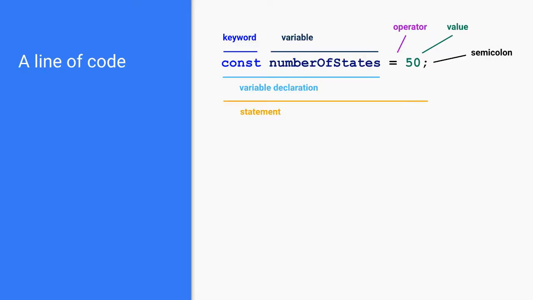Okay, so this is our line of code here, and I've marked all the sections, so you could refer to this if you're confused about which one was the value and the operator. That's the semicolon. These two together mean you're declaring a variable. And this whole thing with the semicolon is a statement. All right.